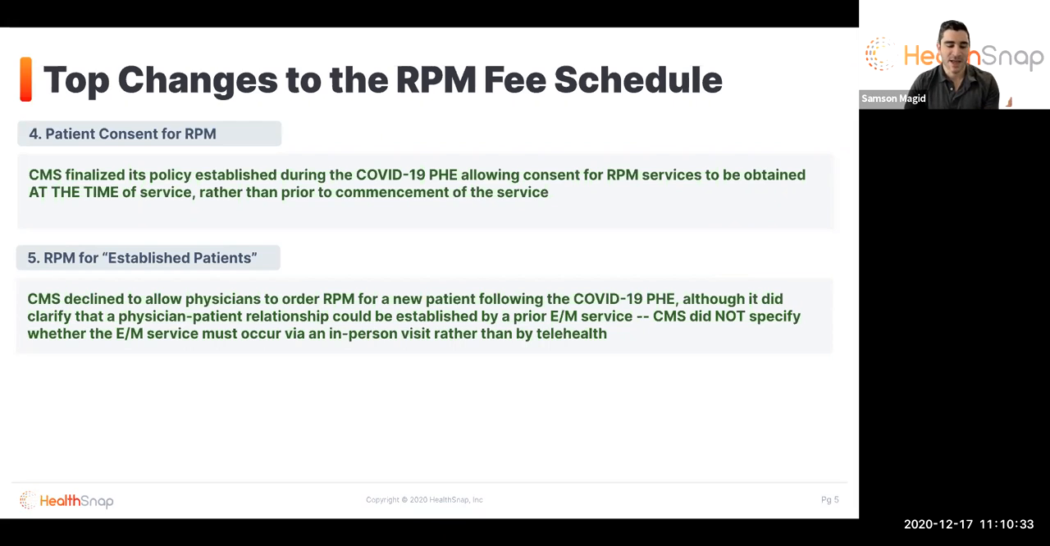What's nice about this, and as we're starting to see the light and the increase in patient reach with virtual care, is that CMS did not specify whether the E&M service must occur via an in-person visit rather than by telehealth. So the interpretation here is that you could establish a patient via a telehealth visit, i.e. it is an E&M code, and then be able to then order RPM for that established patient without them actually having to physically come into the office.